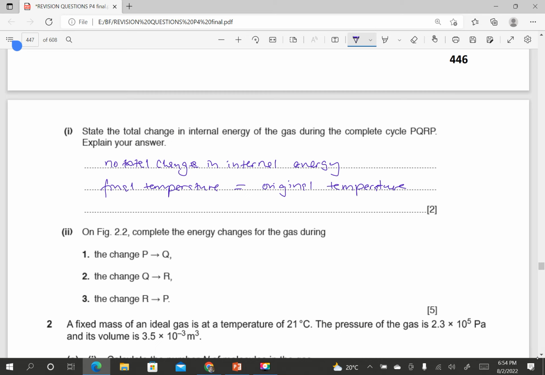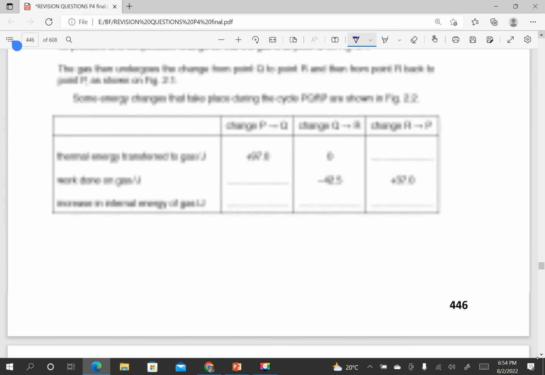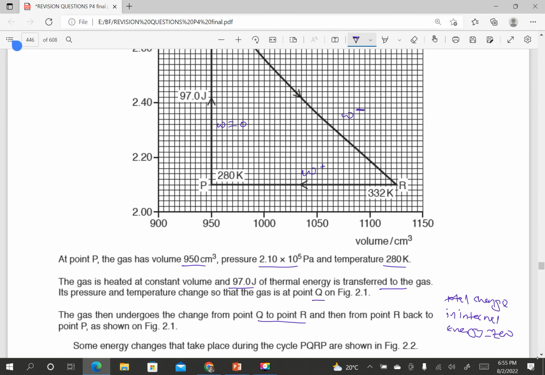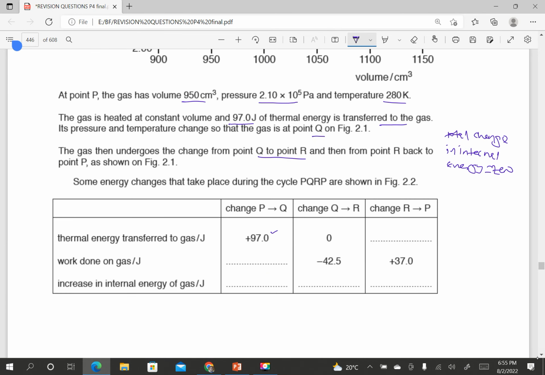Then on the figure, complete the energy changes for the gas P to Q, Q to R, R to P. So let's go back to the figure. P to Q, they have given us thermal energy transfer to the gas, that is positive. P to Q, if you remember, the volume was remaining constant. No work done, so work done is 0. So here I will just add a 0. Then increase in internal energy is just the sum, equal to Q plus work done. So we sum up. This gives us positive 97.0.